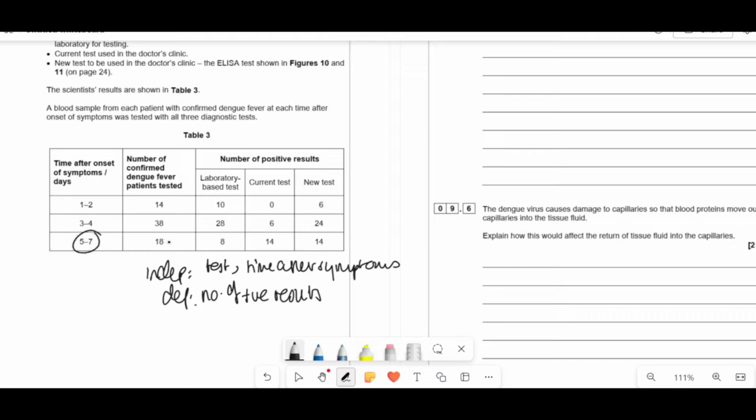If you look at days 5 to 7, they took 18 people. Of those 18, 8 were picked up by the lab test, implying that the lab test is not as good as these 2 now. The current test is almost as good as the new test, according to these results. So depending on what day it is, one of these tests is better than the other. At 1 to 2 days, the lab test seems to be the best. At 3 to 4 days, the lab test seems to be the best, although the new test is very close. At 5 to 7 days, the current test and the new test are the best, and the lab test is poor. So just do it step by step like that.